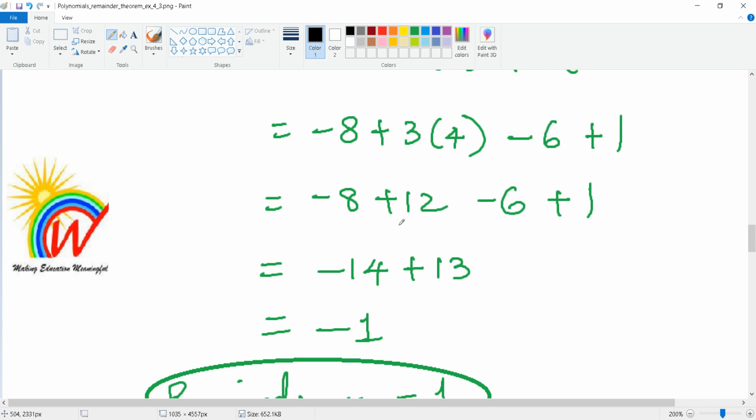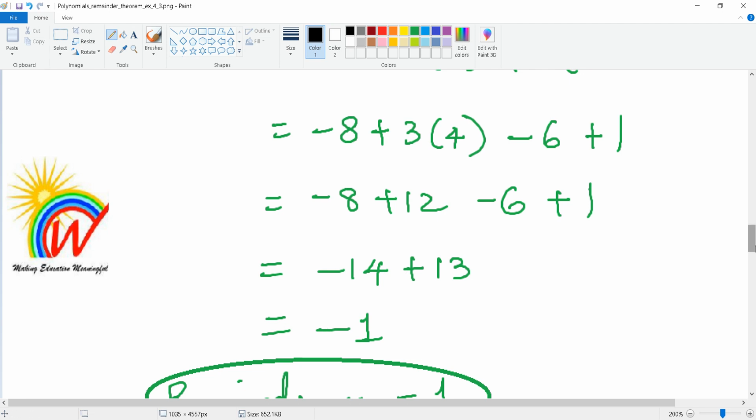So I add both the negative numbers together. Minus 8 and minus 6 could be written as minus 14. And I add both the positive numbers together. 12 plus 1 is 13. Minus 14 and plus 13. One with a minus sign, one with a positive sign. So I have to subtract it. 14 minus 13 is 1. And I'll have to put the sign of the larger number. The larger number is 14. So I put minus 1. So this is my remainder.